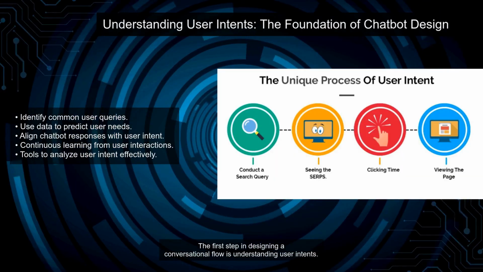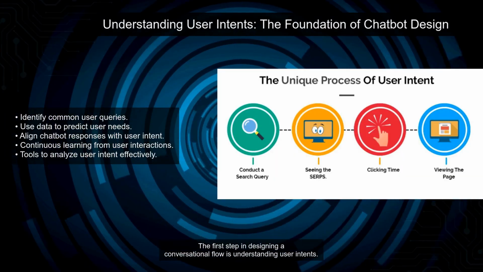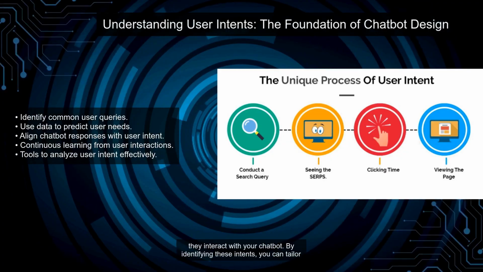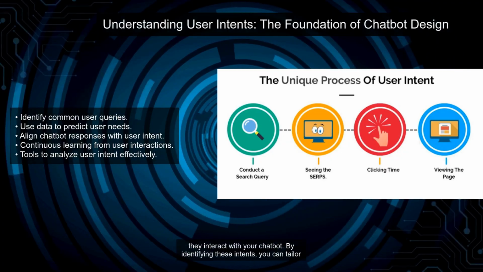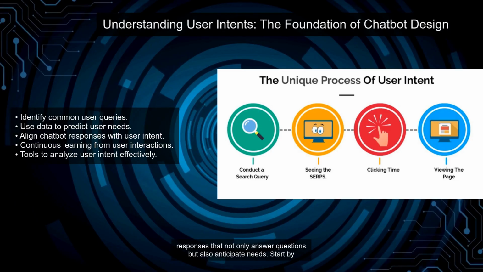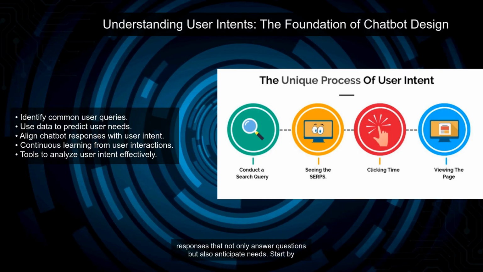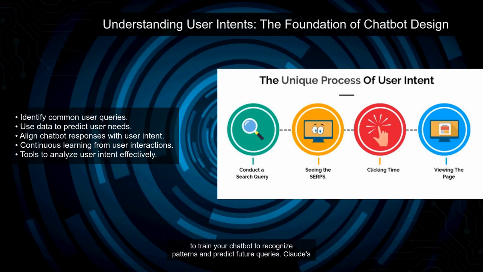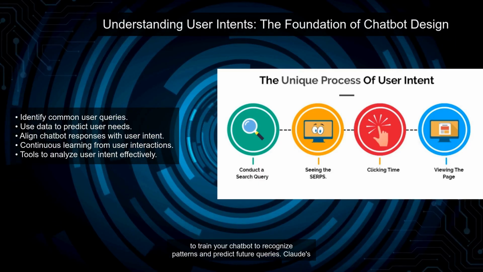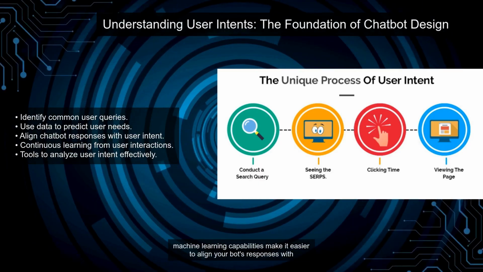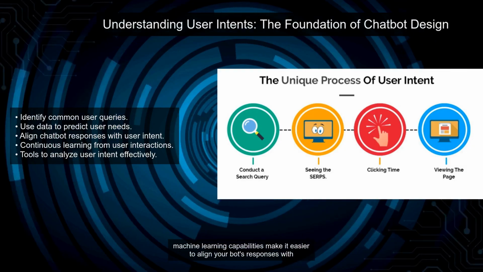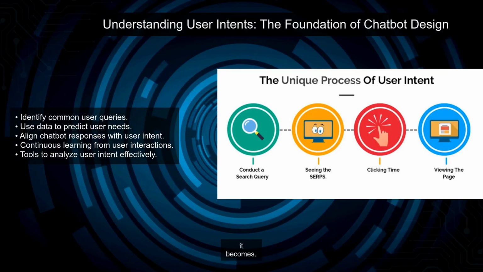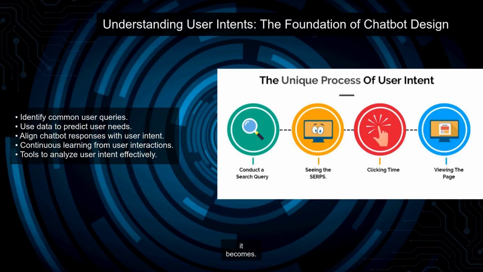The first step in designing a conversational flow is understanding user intents. Think of user intents as the goals users have in mind when they interact with your chatbot. By identifying these intents, you can tailor responses that not only answer questions but also anticipate needs. Start by analyzing historical data to see what users frequently ask. Use this data to train your chatbot to recognize patterns and predict future queries. Claude's machine learning capabilities make it easier to align your bot's responses with user needs. Remember, the more your chatbot learns from interactions, the smarter it becomes.